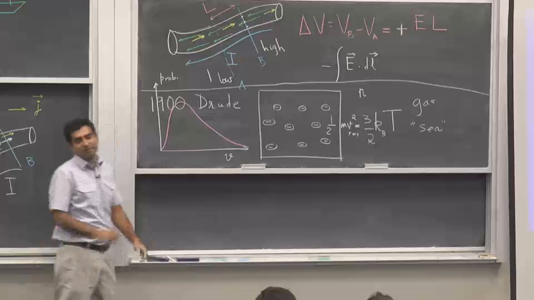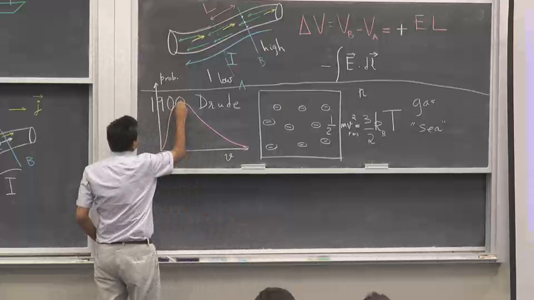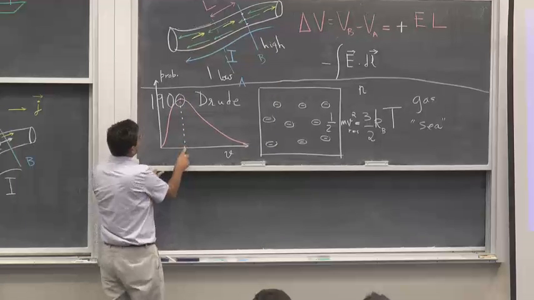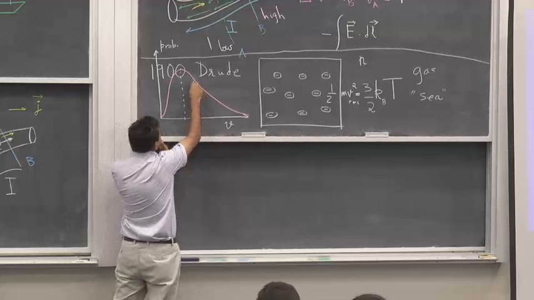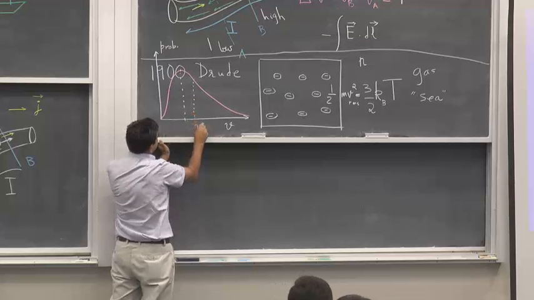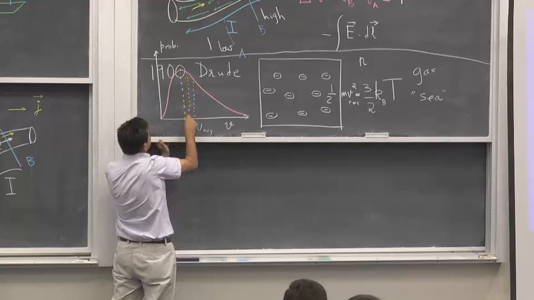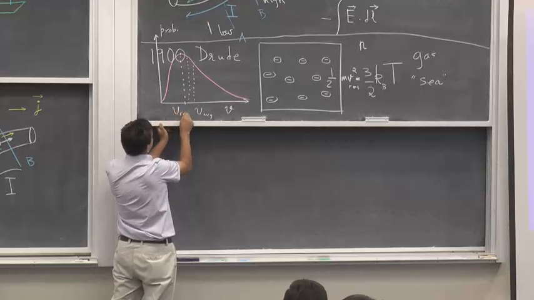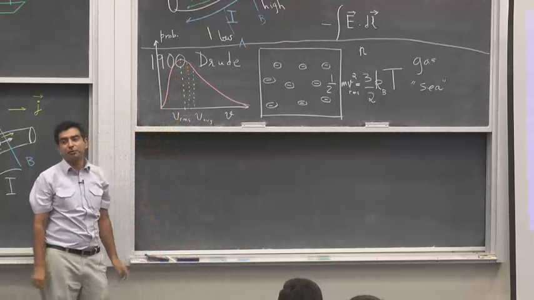This is called a Boltzmann distribution. This means that most of the electrons will have some speed that lies here. The average speed lies somewhere here. And there's a speed in between which is called the RMS speed, that lies somewhere here. So this is the RMS speed, the root mean square speed.